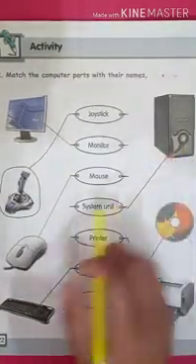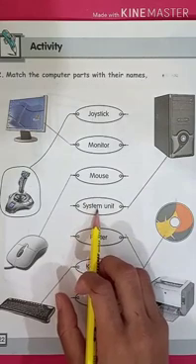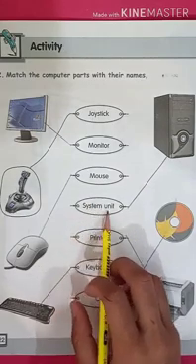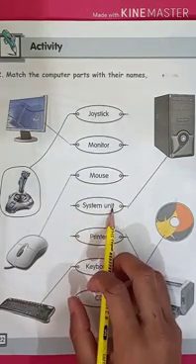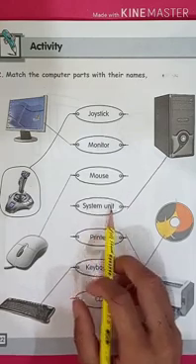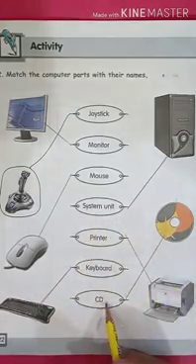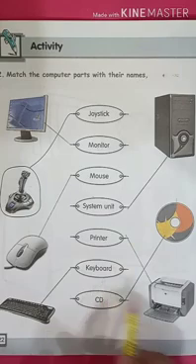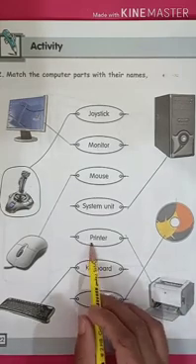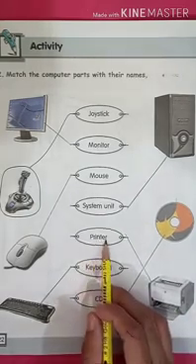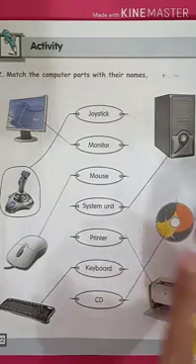System unit. This one is system unit. S-Y-S-T-E-M, system. U-N-I-T, unit, system unit. Compact disc. It is also called CD. Printer, P-R-I-N, print, T-E-R, printer.